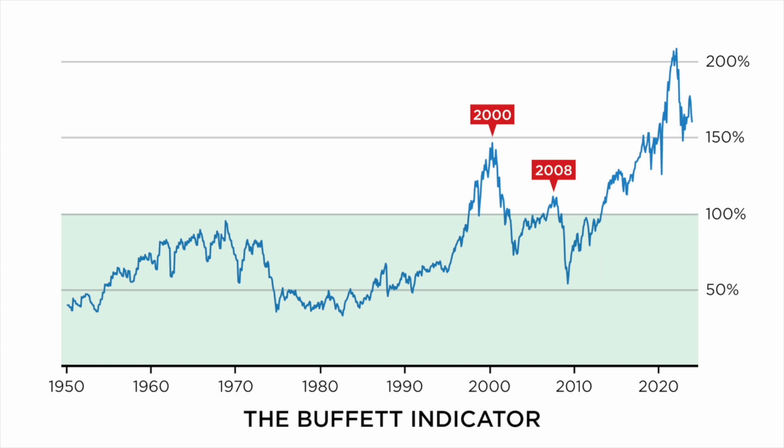Since 2013, it has been over 100% continuously. And in 2021, it reached an all-time high of 208%. Currently, it is at 160%. Just like the Shiller PE, the Buffett indicator shows that the stock market is highly overvalued.